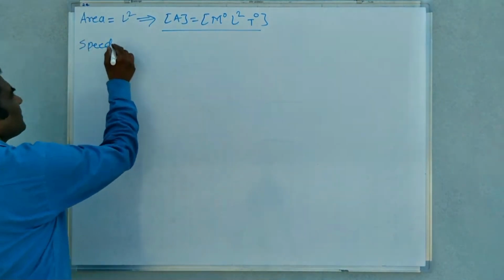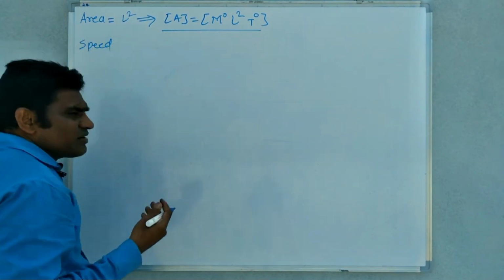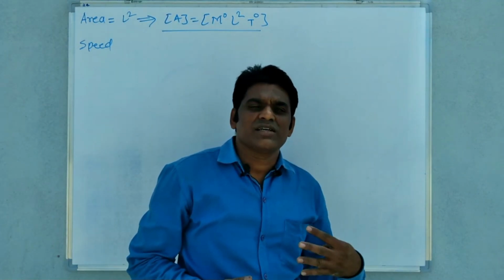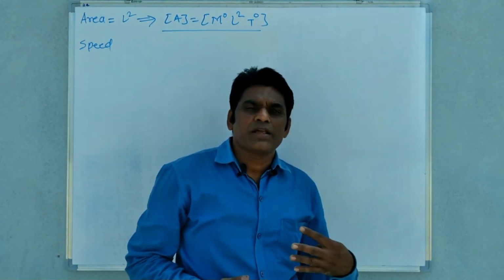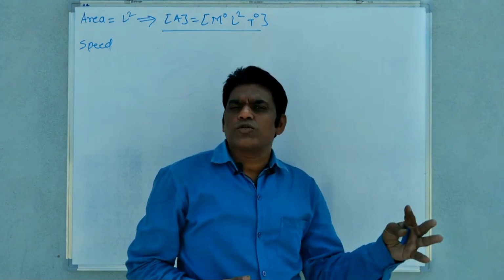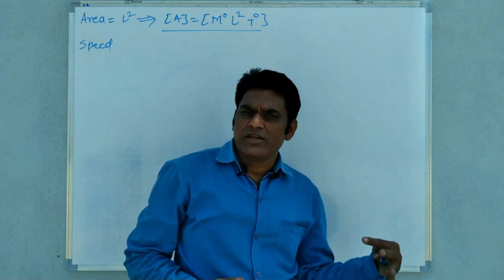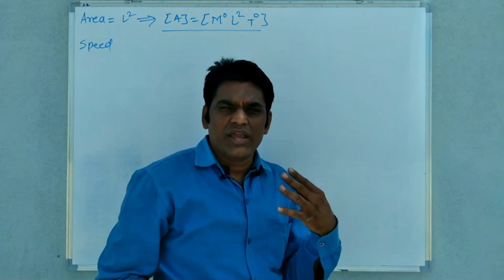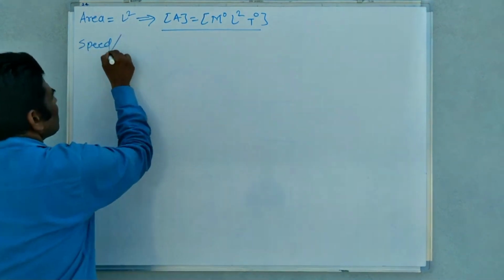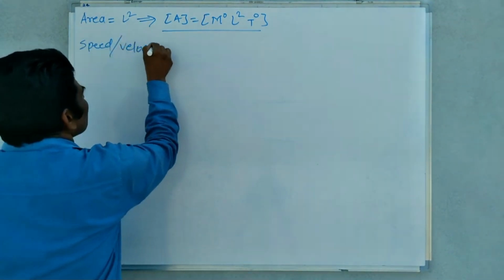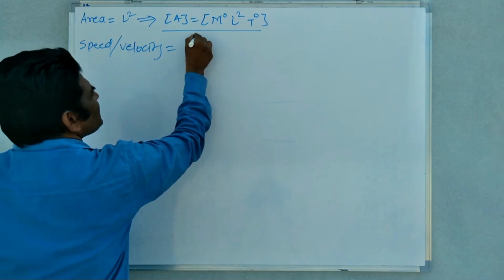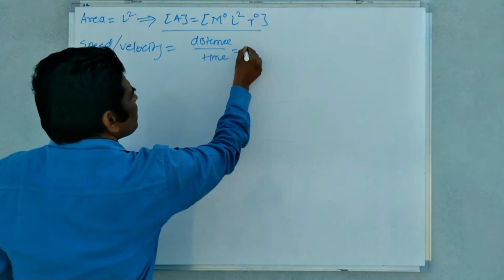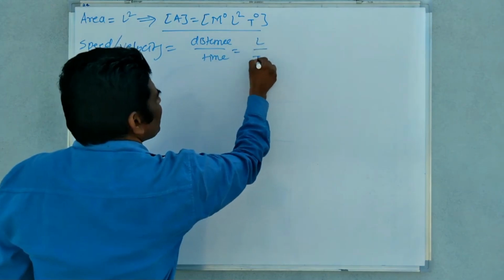The magnitude of velocity we can say is speed. Speed has only magnitude, no direction, but velocity has both direction and magnitude. But in dimensions we are not considering directions, only magnitudes. So both are equal. Both are distance upon time, so L by T.